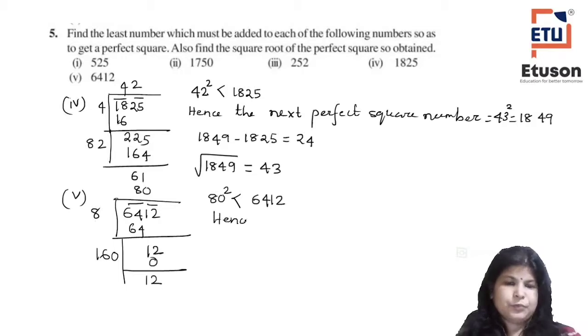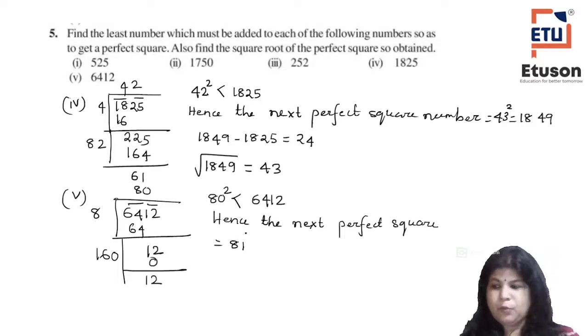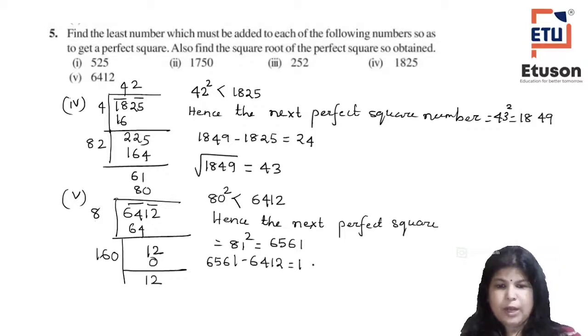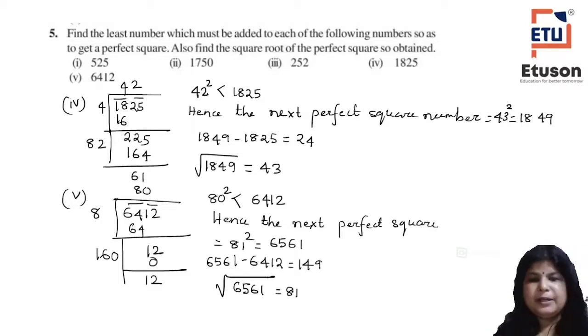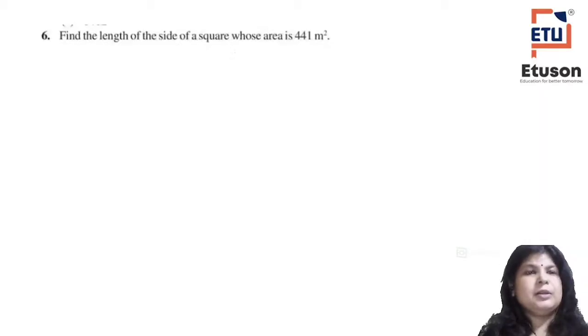Hence the next perfect square is equal to 81 square, that is equal to 6561. So the number to be added is 6561 minus 6412, that is 149. And what is the square root of 6561? That is nothing but equal to 81. Correct, children? Hope you have understood this problem. Now let us go to the next question.